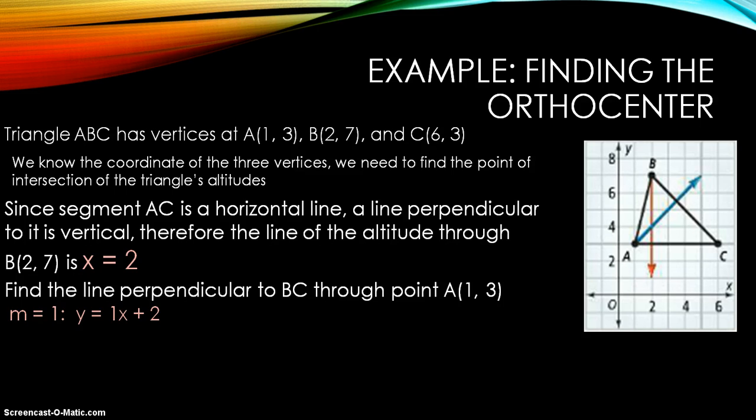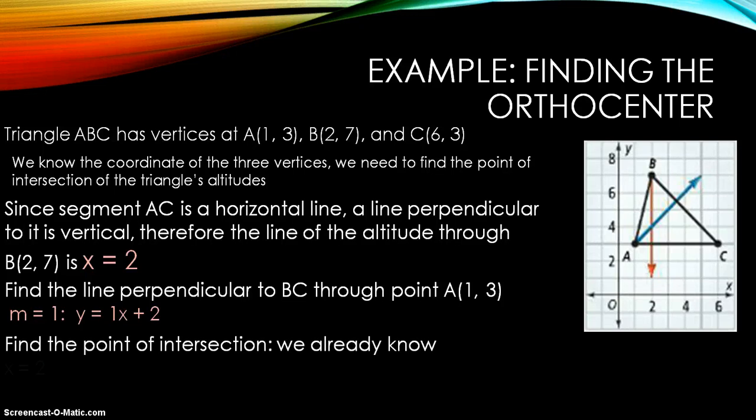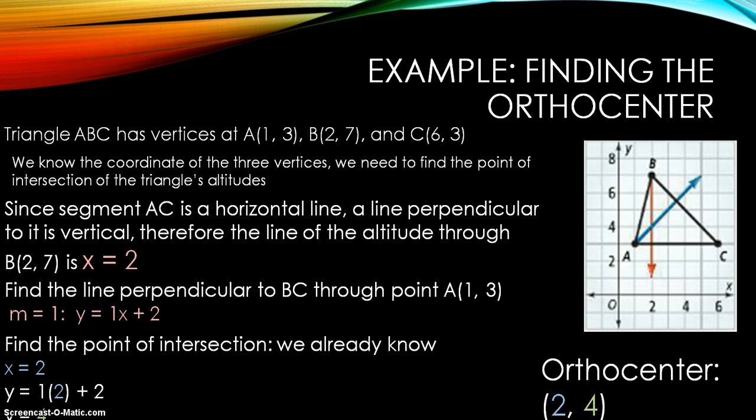And then we're going to find the point of intersection. So I'm going to use x = 2 and y = 1x + 2, and I'm going to solve for the point of intersection. Well, the nice thing about this case was we already knew that x was equal to 2, because that was a straight up and down line and it can't go anywhere else. So all we had to do is substitute that in to get y. So if I substitute that in, I get 1 times 2 is 2, plus 2 is 4. So I know that y is equal to 4, and that therefore means our orthocenter is (2, 4).